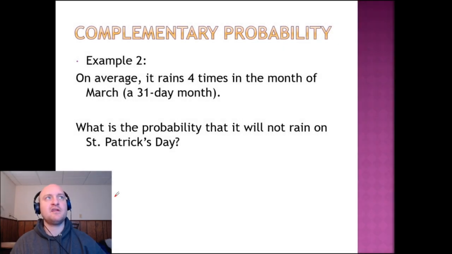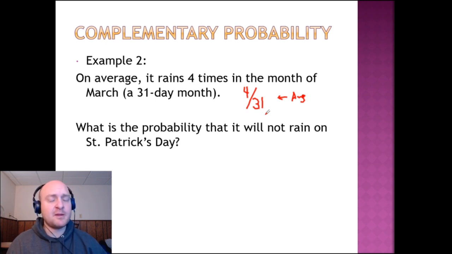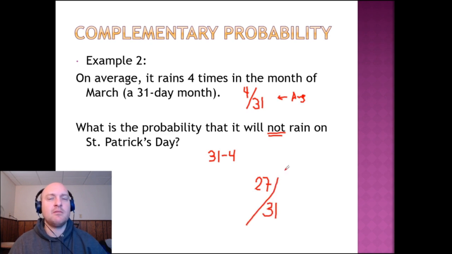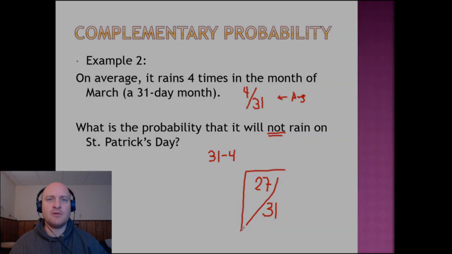On average, it rains 4 times in the month of March. Well, since March is a 31-day month, our average probability that it rains on a given day in March is 4 out of 31. What you might not have expected, though, is that we're asked what's the probability that it will not rain on St. Patrick's Day. This is an easy thing to miss, but once we do see it, the chance of it not raining is the opposite here. This is a question asking us to solve for the complement of a probability. My answer will be 27 out of 31.